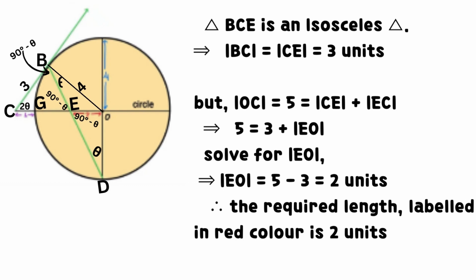It implies that 5 equals the sum of 3 and line EO. Solve for EO. We have that line EO equals 5 minus 3, which equals 2 units. Therefore, the required length, labeled in red color, is 2 units.